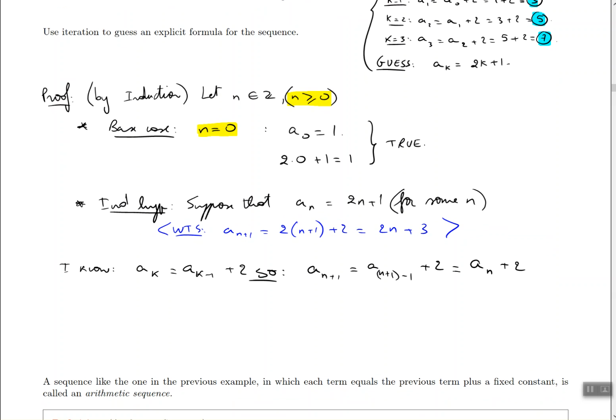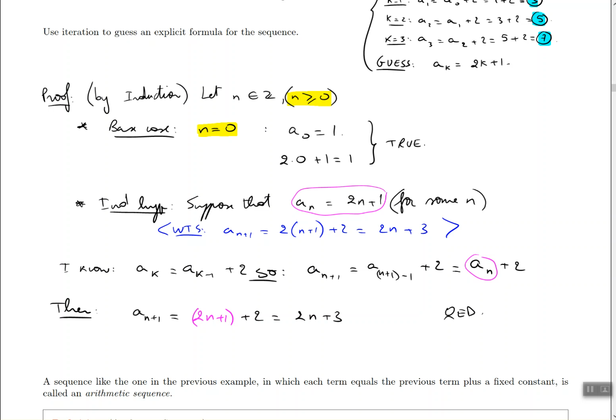But what do I know about an? Well, according to our assumption, an is supposed to be 2n plus 1. So let's go ahead and make the substitution. So far, a(n+1) is going to be equal to 2n plus 1 because of the assumption from the inductive hypothesis, plus the extra 2 off to the side. And that's going to be 2n plus 3. And that's exactly what we wanted, right? That's exactly our goal. So at this point, we are basically finished.